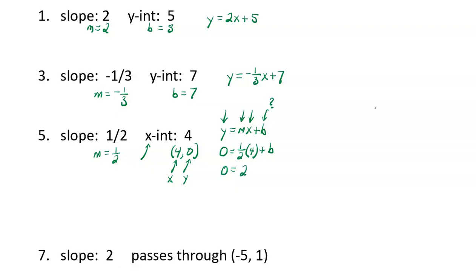1/2 times 4 makes 2. If 2 plus b is 0, then b has to be negative 2. Now we have the two values that we need. We have the value of m, and we have the value of b. We can write our equation. y equals 1/2 x minus 2.